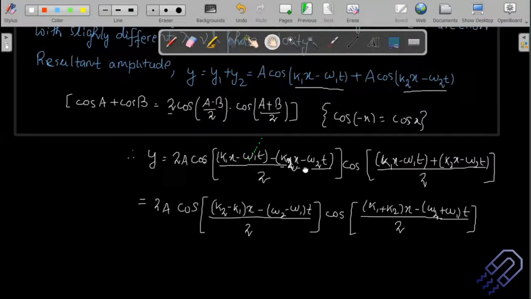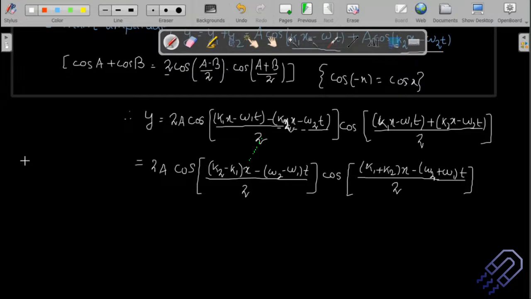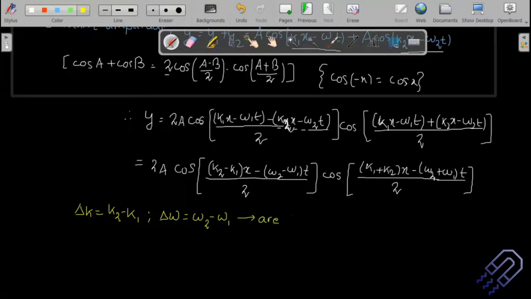Now before we proceed, I'd like to tell you that we have already said that these wavelengths and the frequencies are very close to each other. That means k2 minus k1 is nothing but a very small value, let's say delta k. This is what we are going to represent it with. Similarly, omega 2 minus omega 1 is also a very small value. Please remember, both are small, right? It's obvious because they are very close to each other.